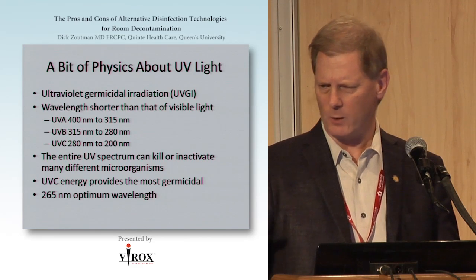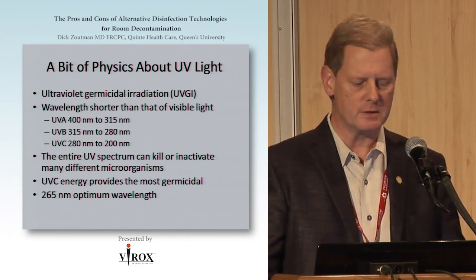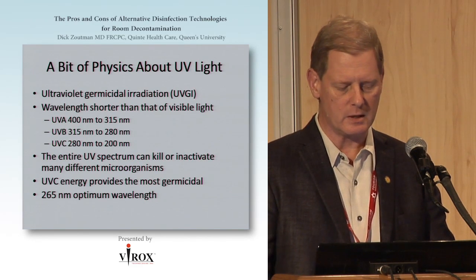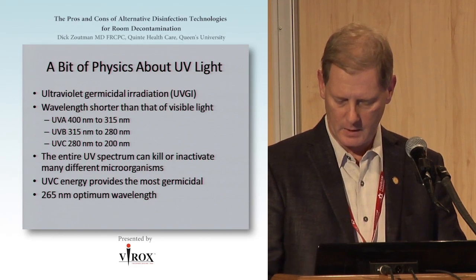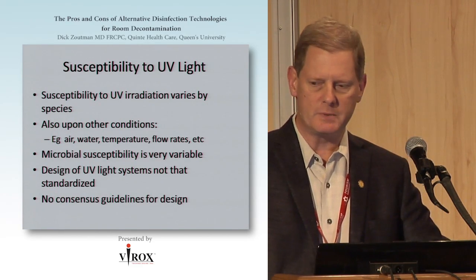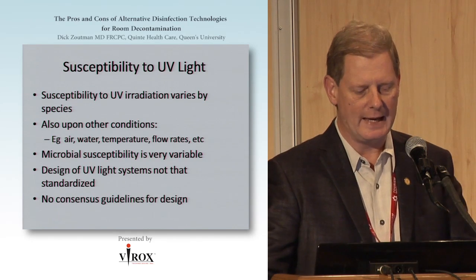And there's a quiet worry, well, maybe it doesn't damage it enough. It doesn't kill it, just allows it to mutate or something. That's always a theoretical risk. 265 nanometers is felt to be the optimal wavelength. And susceptibility to ultraviolet light by organism is quite variable, surprisingly. So you can't take it for granted.